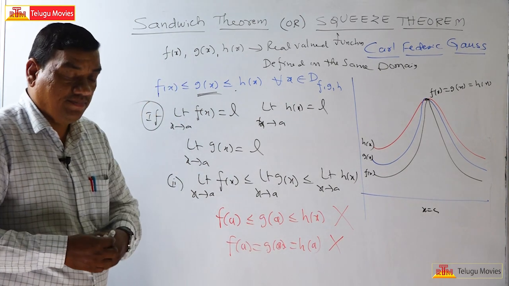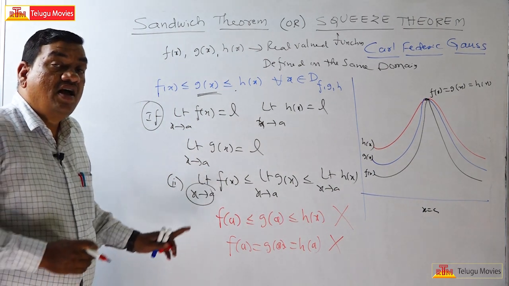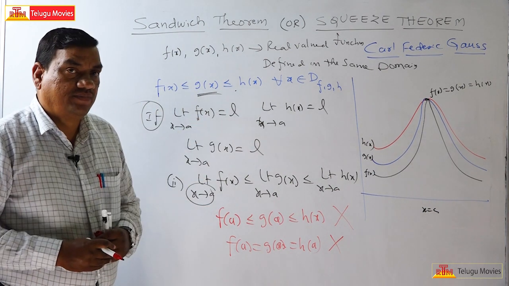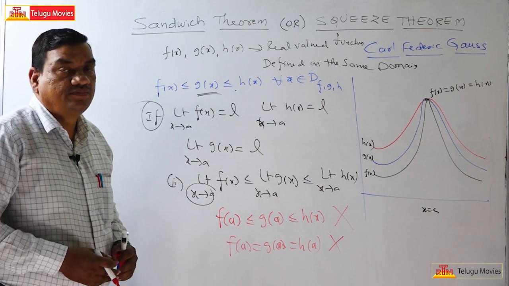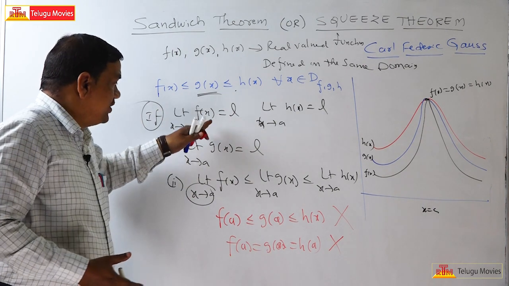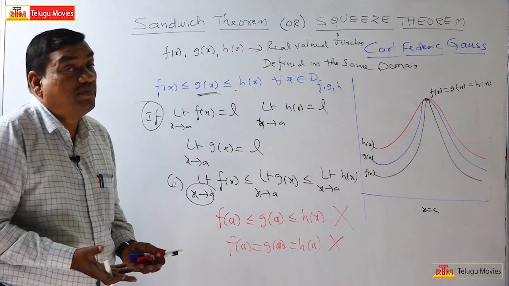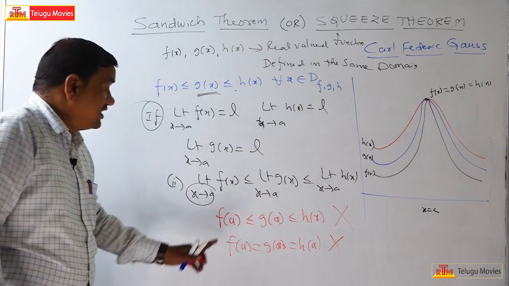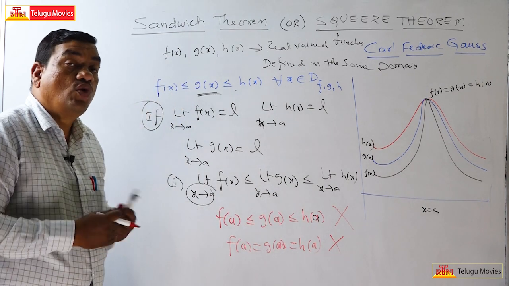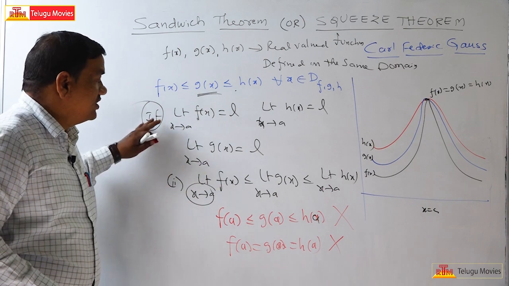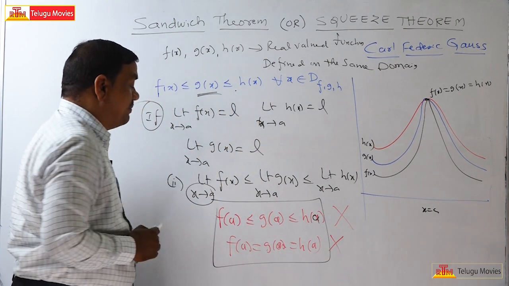No need. Why? Because here we are looking at the limit of this function as x approaches a. As x approaches a, the value is the limit. At exactly x equal to a, the functional value may not be equal to L, or may be equal to L. That's why whether this condition holds or does not hold, this theorem holds.